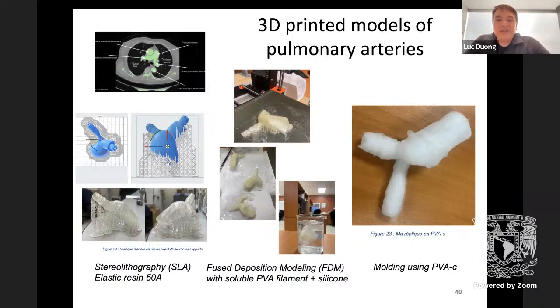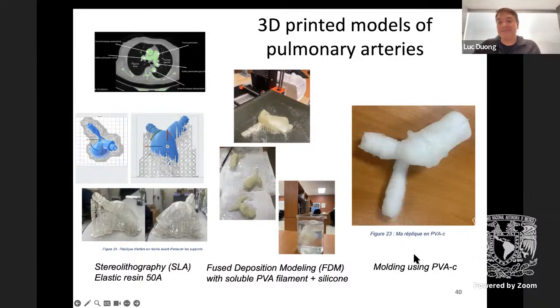The second one is a bit more tricky. We printed in a soluble material because we wanted to have the lumen inside the vessel. It's PVA filament. Using that PVA filament, we dip it into silicone, a little bit like ice cream, you know, when you dip an ice cream cone into chocolate. The silicone sticks onto the PVA filament, and then we let it dry and cool down for a while. Once it's all set, we put it in water, and then we have a replica of the pulmonary artery.